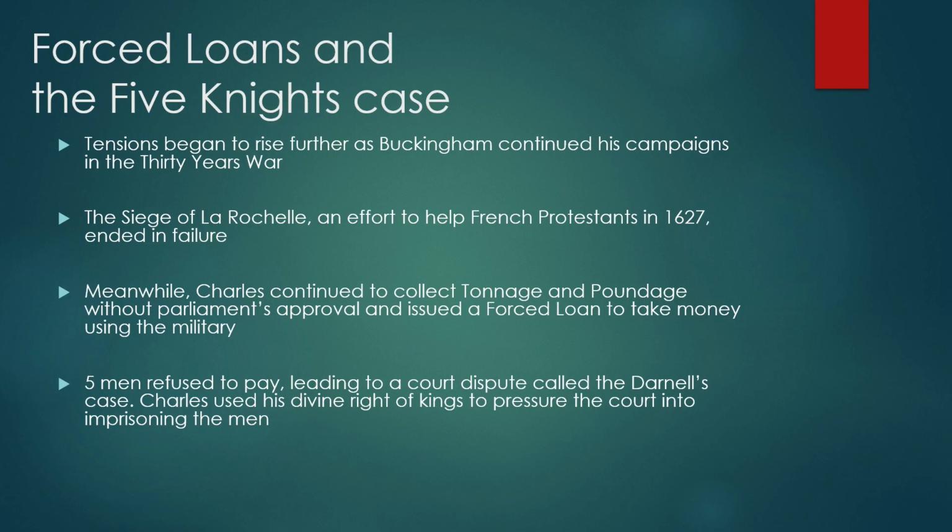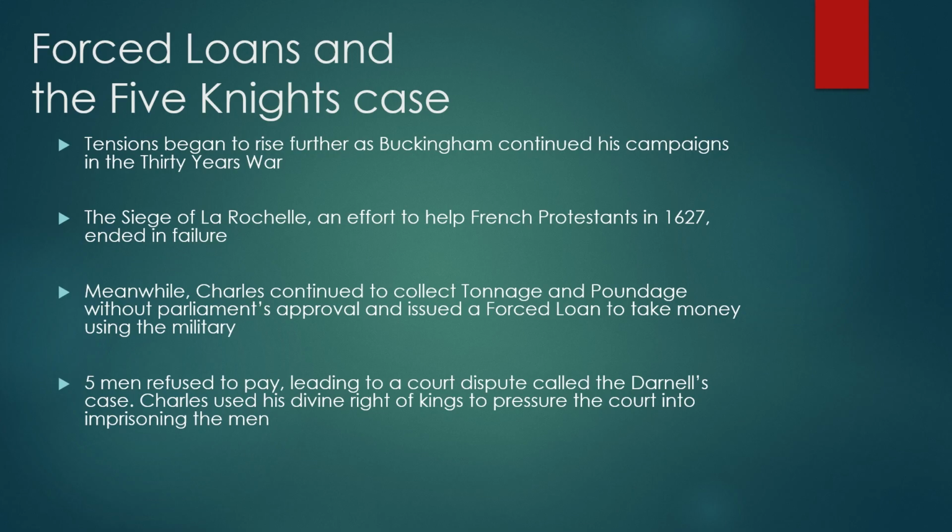And so two things came from this. He began using the military to force the collecting of tonnage and poundage without parliamentary approval. And he also began demanding a forced loan. The forced loan was a request from the king for a loan that would never be repaid, that could not be refused, because he was using his divine right. Charles threatened anyone who refused to pay the fee with imprisonment or conscription into the army to fight in Europe.